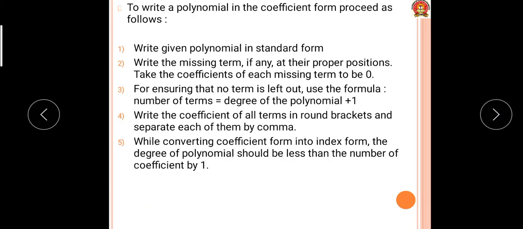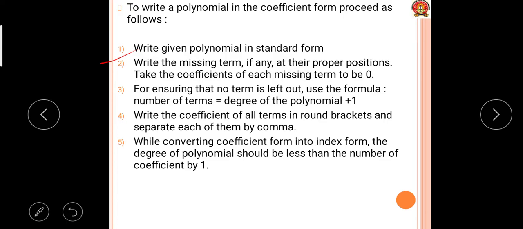Now, how to write a polynomial in the coefficient form? These are the steps. See the first step: write the given polynomial in the standard form. Standard means the degrees in descending or ascending order. Write the missing terms, if any, at their proper position. If any polynomial's third power is not there, second power is not there, then write that term with the help of 0. Take the coefficient of each missing term to be 0.